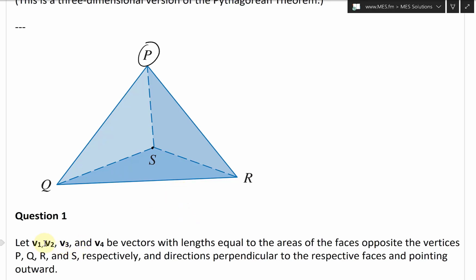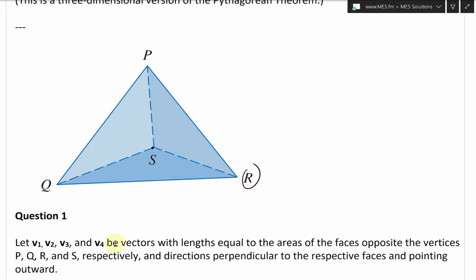Then V2 corresponds to the face opposite of Q. So if this is Q, the face opposite is going to be this. This is going to be your V2, the length of it, so you put the absolute value sign. The direction is moving outwards, away from the tetrahedron and perpendicular to this face. In other words, it's going to go over this way. And then V3 is opposite of R, so it's going to be over here. That's V3, and the direction is going to be pointing outward.